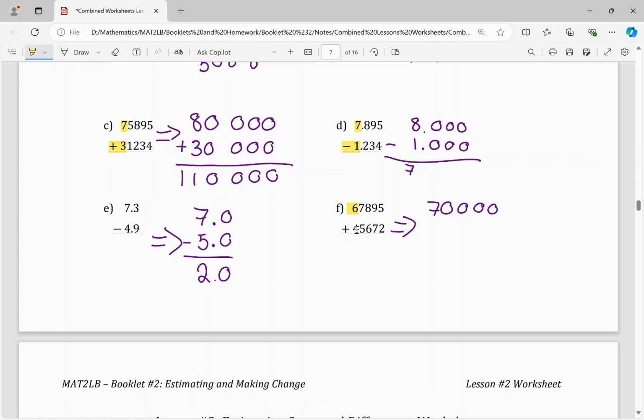On the bottom, that 4, also going to round up because of the 5. So this is going to become 5, and then everything after is a 0. Since we're adding, the zeros plus zeros all stay the same, and 7 plus 5 gives me 12. So my answer to F is approximately 120,000.